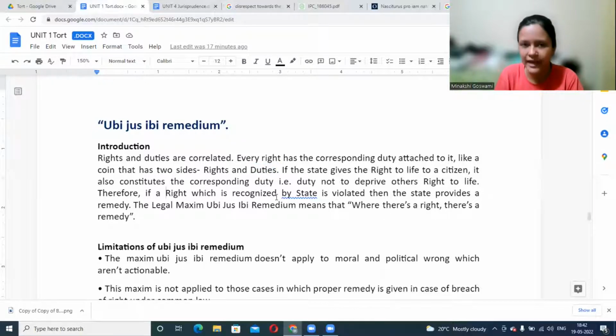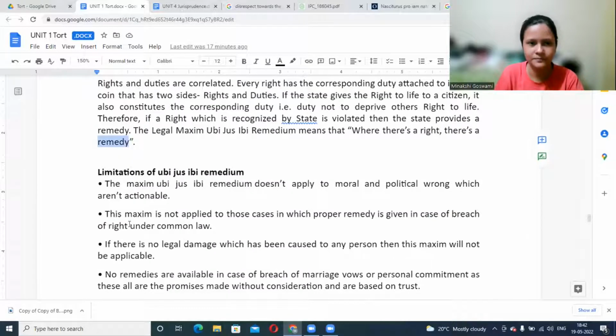Thus, if a right which is recognized by the state is violated, then the state also provides a remedy. It's not enough to simply say, okay, you have this right, that right. Some remedy has to be provided, and that is explained with the help of this legal maxim, Ubi jus ibi remedium, which means where there is a right, there is a remedy. And when we talk about right, it's nothing but a legal right. Law has given you a right, that means there is a remedy as well.